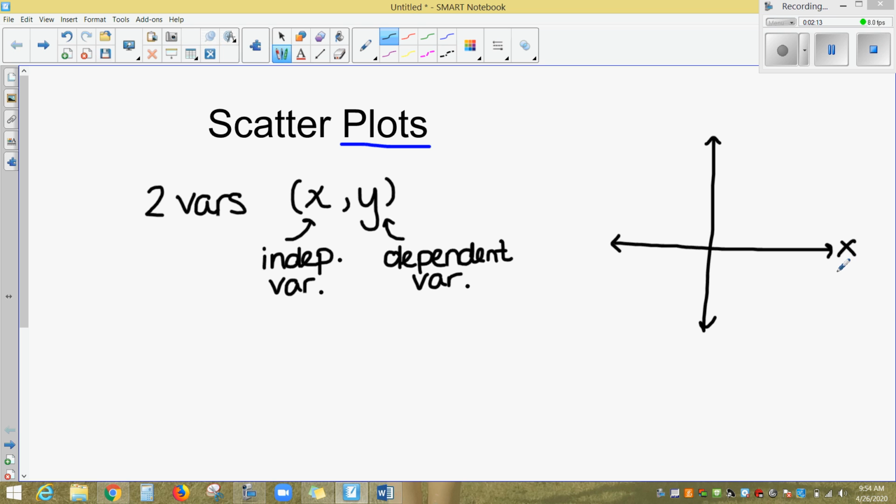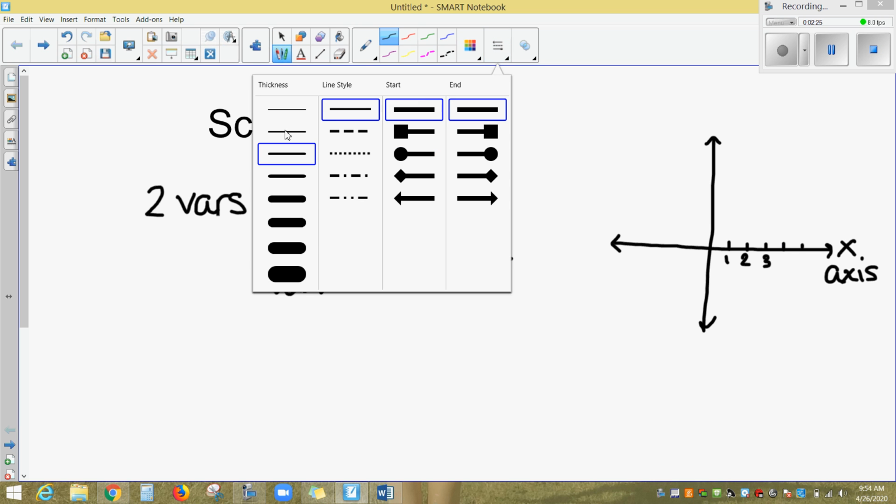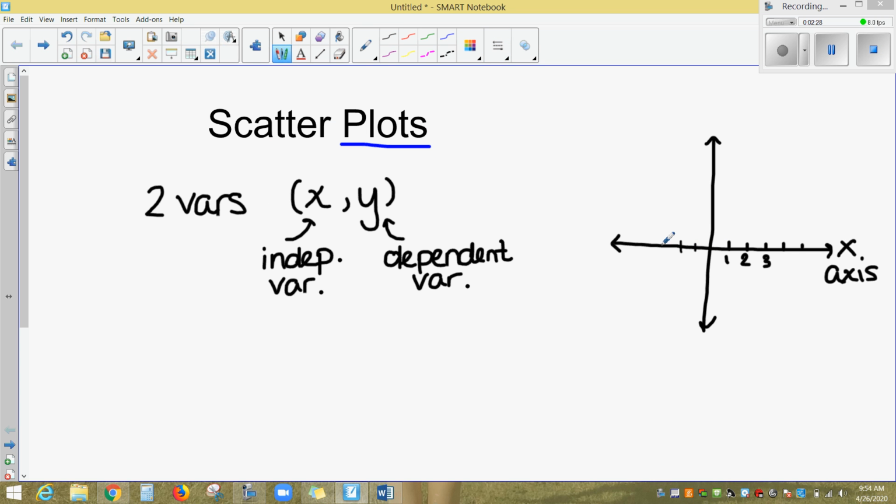Okay, remember from algebra class that our x-axis is the horizontal axis, and positive x coordinates are to the right. Positive 1, 2, 3, 4, 5. Our negative x values are to the left. Our vertical axis is the y-axis, our second coordinate of the ordered pair. Up are our positive values, and down are our negative values.